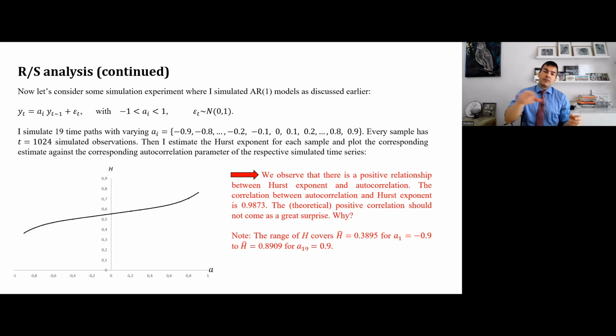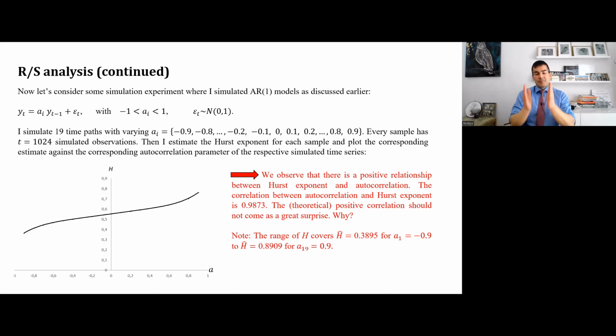So on the curve, you see the association between autocorrelation and Hurst exponent here in this graph on the left-hand side. Now we see obviously there's a positive autocorrelation, but the link is non-linear. So again, actually, it is wrong to use correlation here to measure the relationship between Hurst exponent and autocorrelation. But what we can see here is that there's a positive relationship between Hurst exponent and autocorrelation. But the correlation between autocorrelation and Hurst exponent is here 0.9873. It's close to 1, perfectly correlated. The theoretical positive correlation should not come as a great surprise. Why?